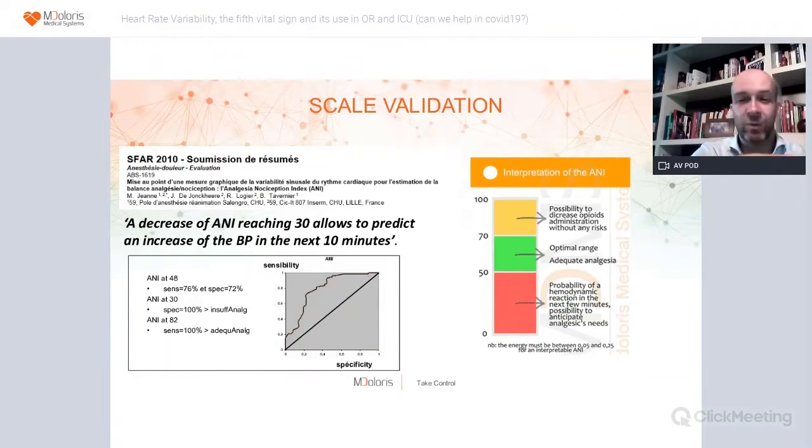Now we know, because in the Funk study we proved that, okay? We proved that we were better than hemodynamics. But that publication was 2017. This one is in 2010.